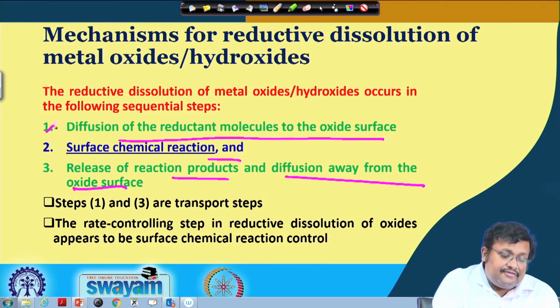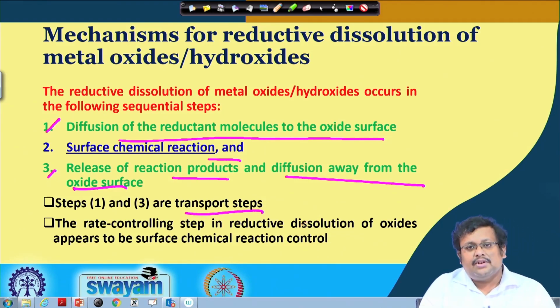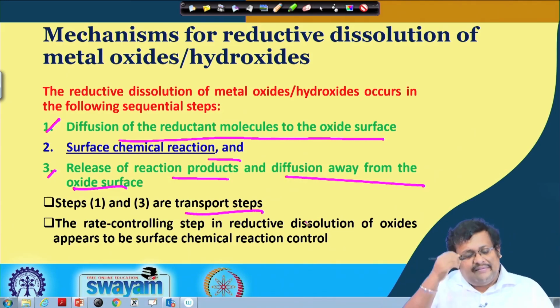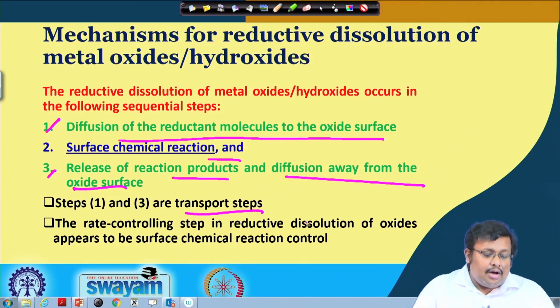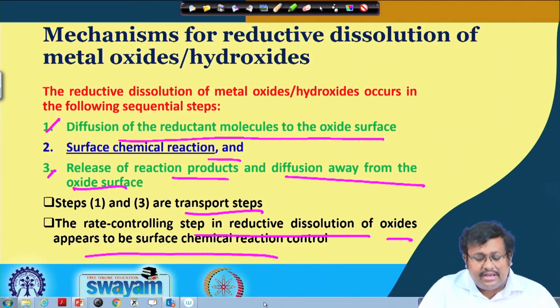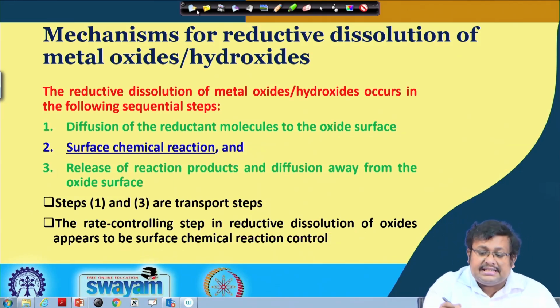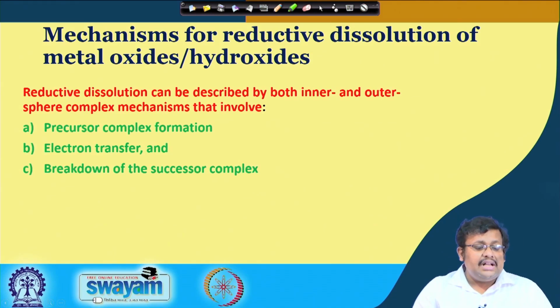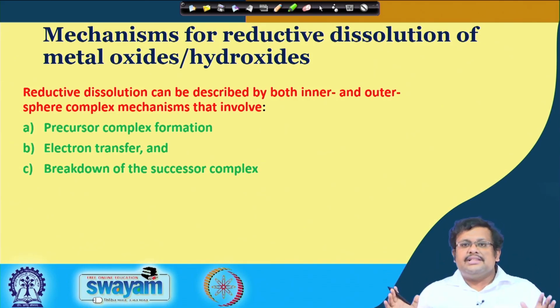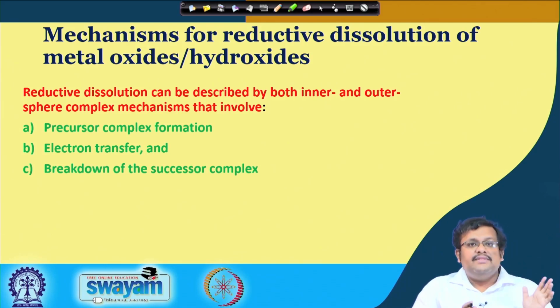Among these three processes, the first and the third are transport steps. Obviously, one is the reductant molecule going towards the oxide surface, and then the reaction products are diffusing away from the oxide surface. However, the rate limiting step in the reductive dissolution of oxides appears to be the surface chemical reaction of the second step. So, this is the rate limiting step. Now, let us see how it happens. This reductive dissolution can be described by both inner sphere and outer sphere complexes. We have already seen what inner sphere and outer sphere complexes are in our previous lectures.